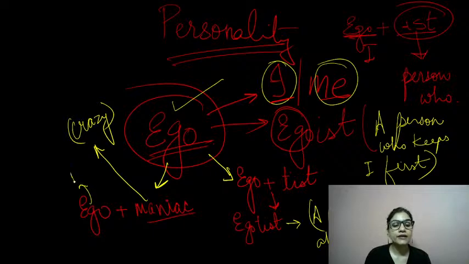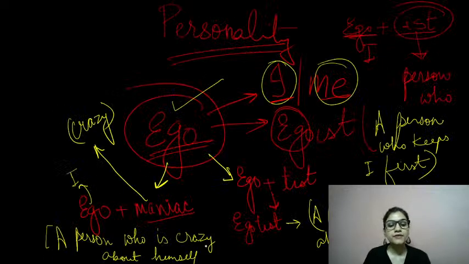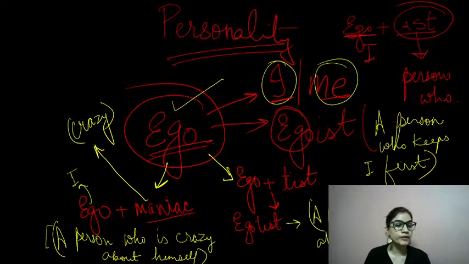Ego means I, and maniac means crazy. So a person who is crazy about himself is nothing but an egomaniac. Just a second, guys. A person who is crazy about himself is nothing but an egomaniac. So it's more like all of his thoughts, all of his knowledge, everything will be revolving around himself. A person who is so much crazy, so much absorbed in himself, in his ego, is an egomaniac person.